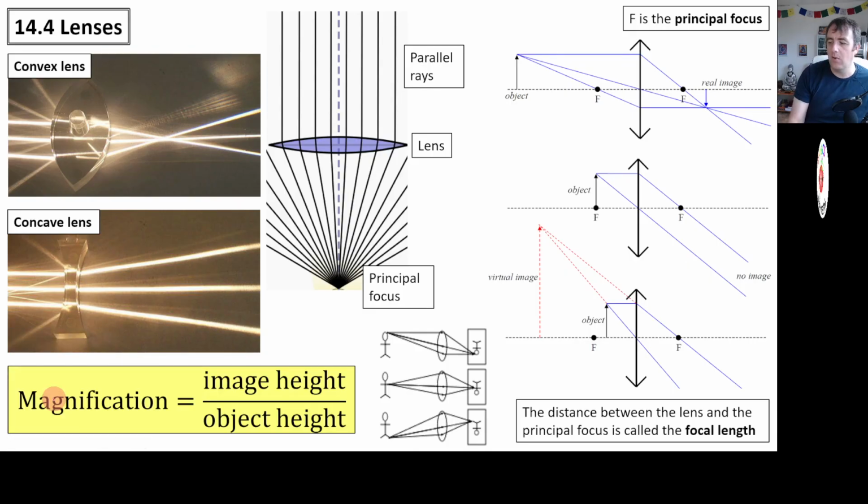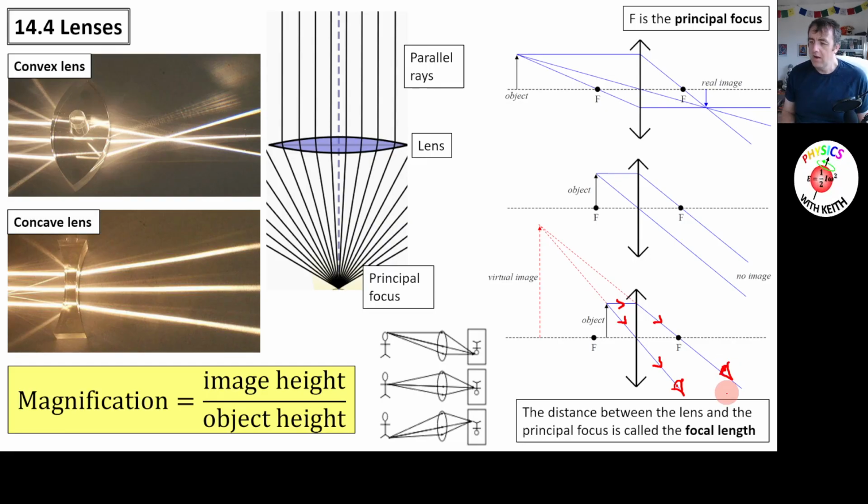Weirder still is what happens when the object, and this is only for convex lenses, is closer to the lens than one focal length. Now in that case, if we draw our first two principal rays, the first one passes parallel to the principal axis and then through the far focal point. The second one passes straight through the centre of the lens undeflected. And if I were to place an eye on that ray and an eye on this ray, then what would I see?